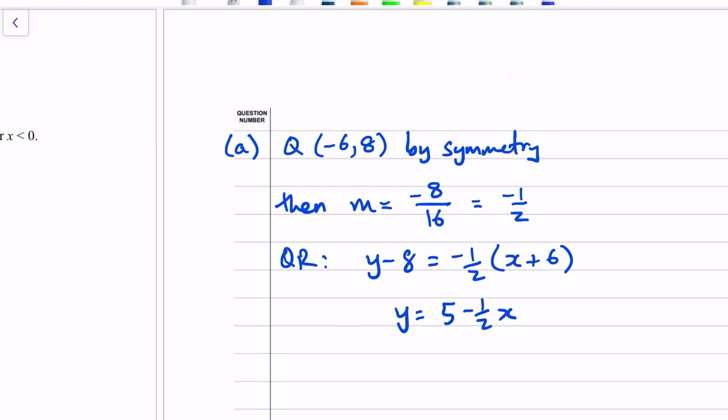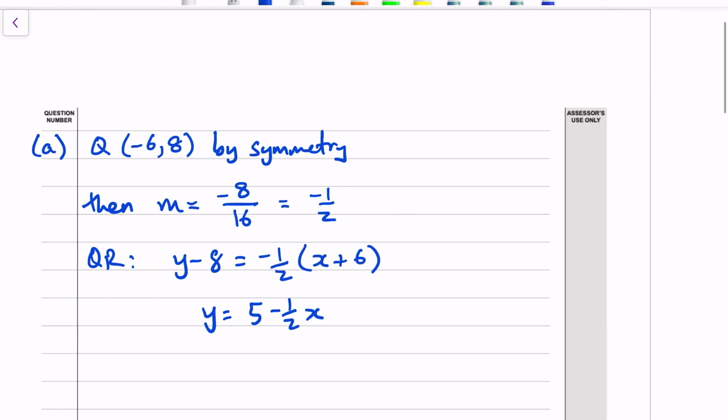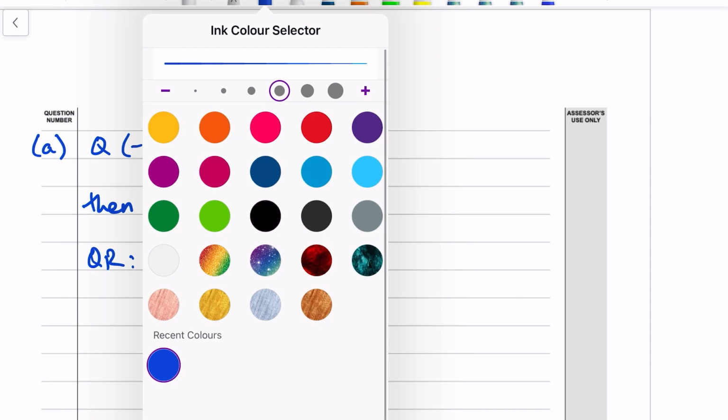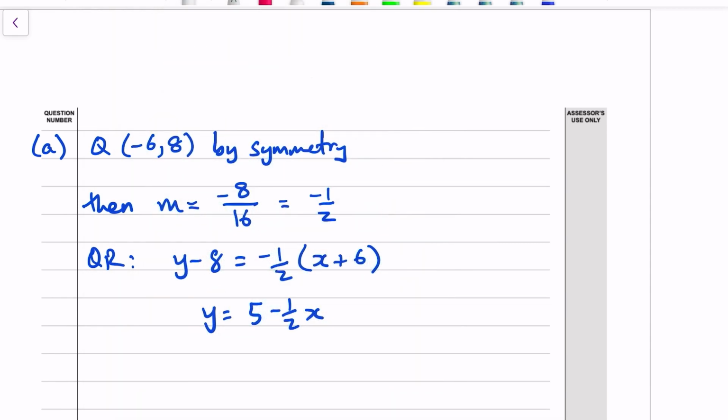Now, if you didn't notice the symmetry for finding the coordinates of Q, you could do the following. Let's just change colors. You could go xy equals k. We could plug in the point P. The point P was negative 8 and 6, so that gives you the k value of negative 48. Then we've got a hyperbola, y equals negative 48 over x.